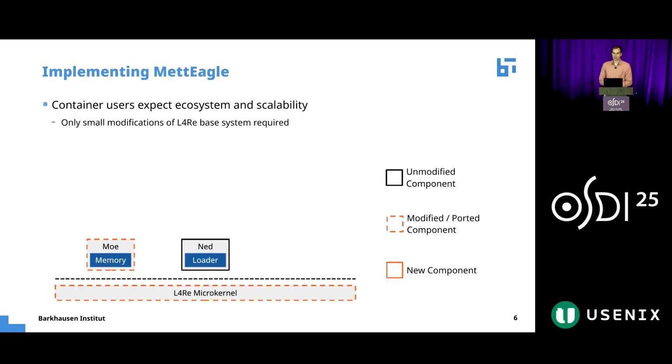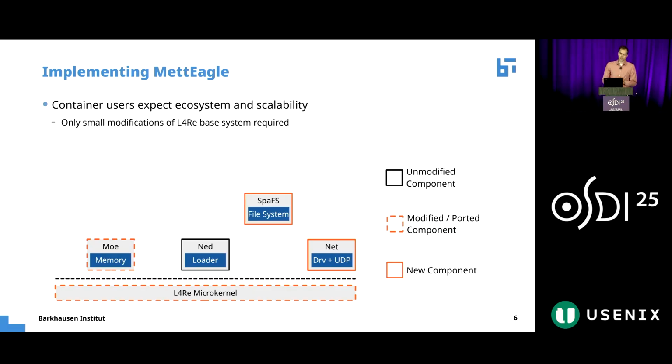So we started implementing MettEagle, and at the very first, we just took the base system of L4E as is from the website. Unfortunately, we only had to do small modifications to the base system, so the L4E microkernel and the basic user space components, mainly the init process. And these modifications mainly extended to making it run on server-grade CPUs, all of those Intel Xeon line, and to do minor scalability improvements, but all in a small 3-digit number of lines of code changes.